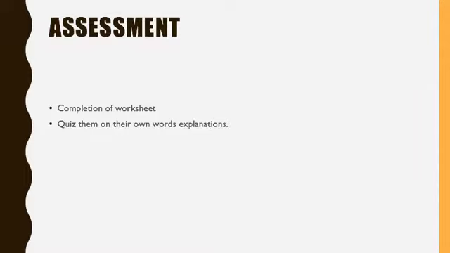Also, another way I would assess them is to quiz them on their own words. I know that's kind of counterproductive, but have just a couple of key words for a vocab word like Japan, Italy, and Germany. Okay, that's the Axis powers. Or England, the United States, and the Soviet Union. Okay, that's the Allied powers. But that's how I would do it.